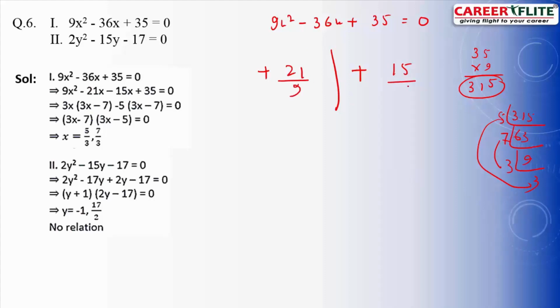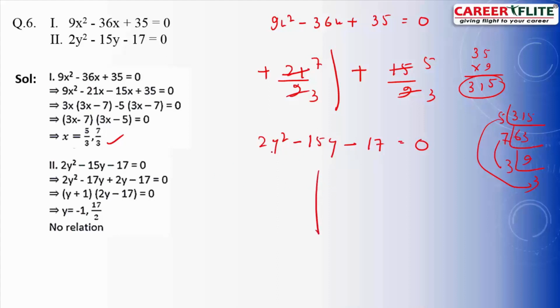Divide by 9, divide by 9. 3 7s, 3 3s, 3 5s, 3 3s. So we have values 7 by 3 and 5 by 3. In the next equation you can see 2y² − 15y − 17 = 0. So what we have here: first take the roots and see. This minus always changes to plus. This minus will look back here and see that minus is always good.